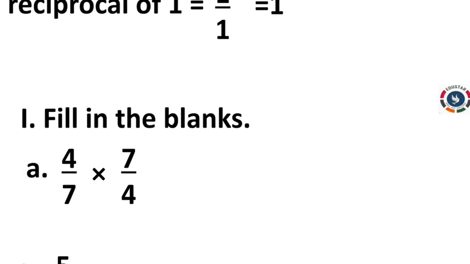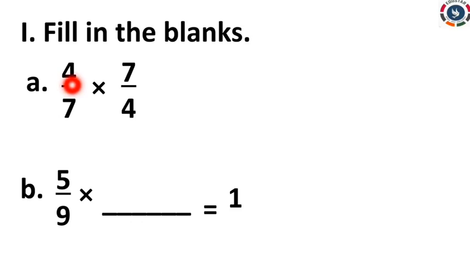Number 1. Fill in the blanks. A. 4 by 7 into 7 by 4. What is given in the second fraction? That is the reciprocal of the first fraction. So while multiplying, the answer you get is equal to 1. Already we told, if the product of two fractions is 1, it means one fraction is the reciprocal of the other, isn't it? So 4 by 7 into 7 by 4 is equal to 1.